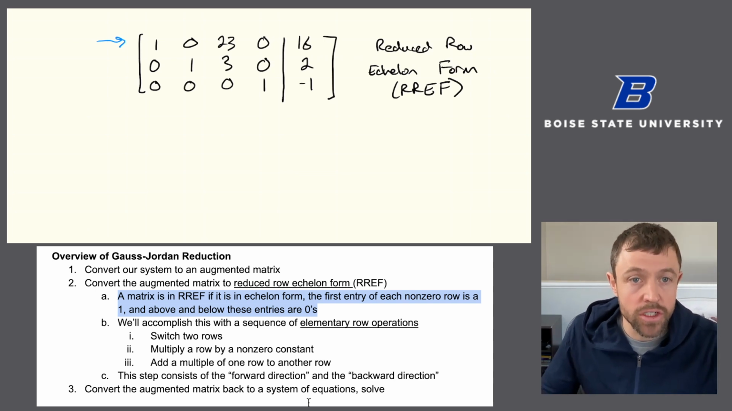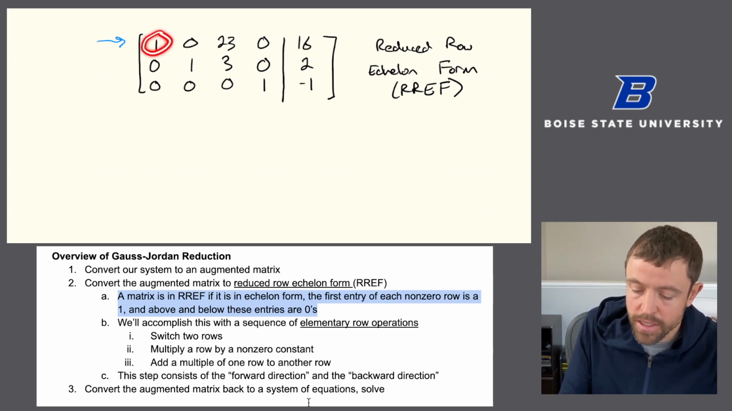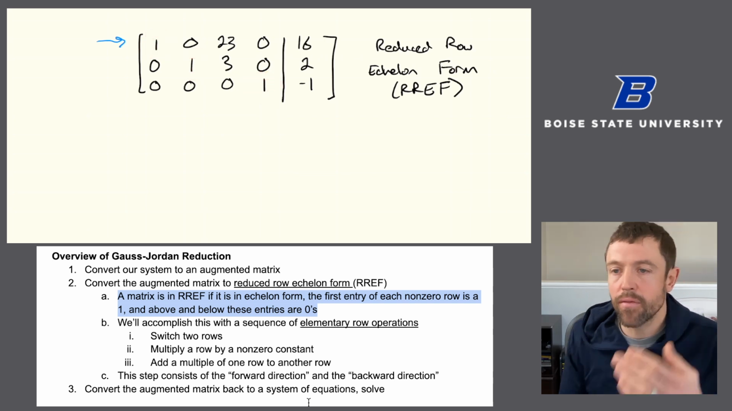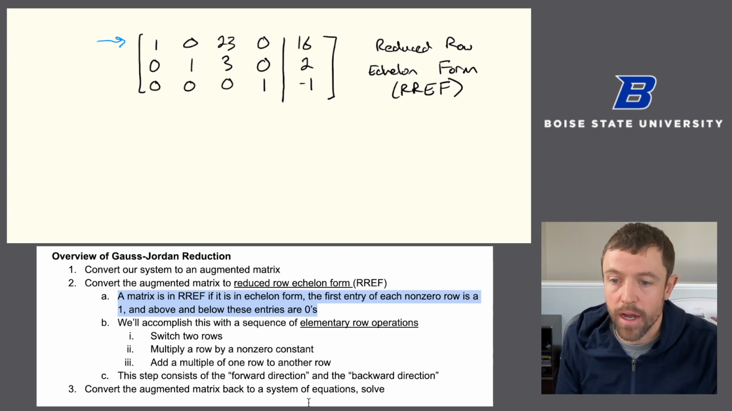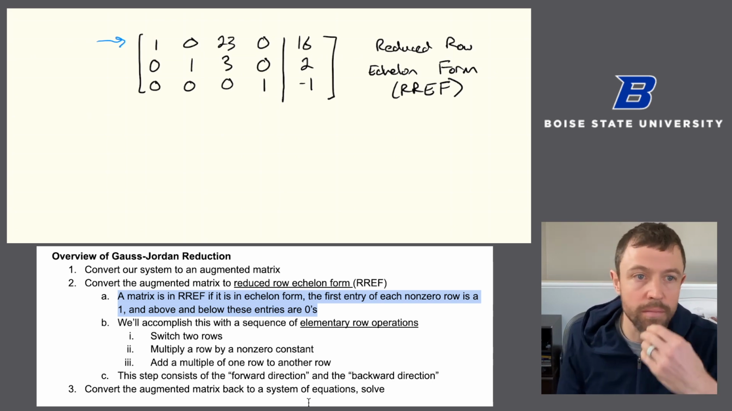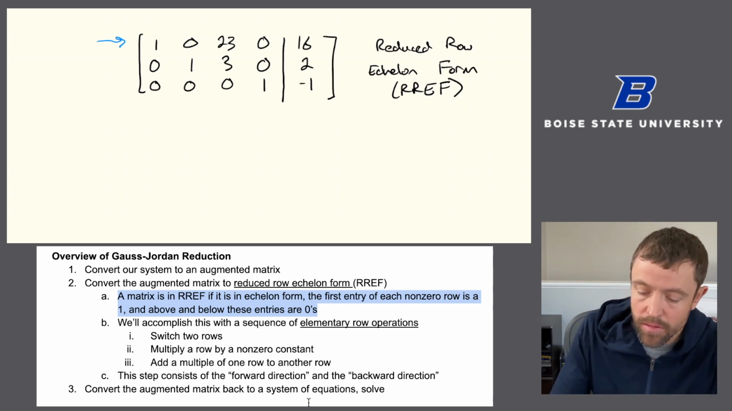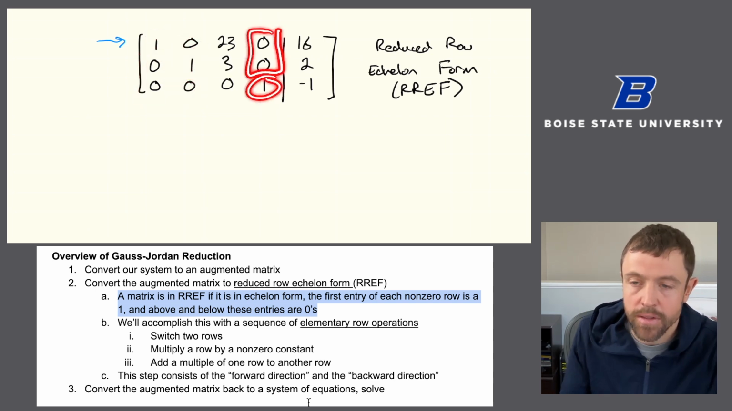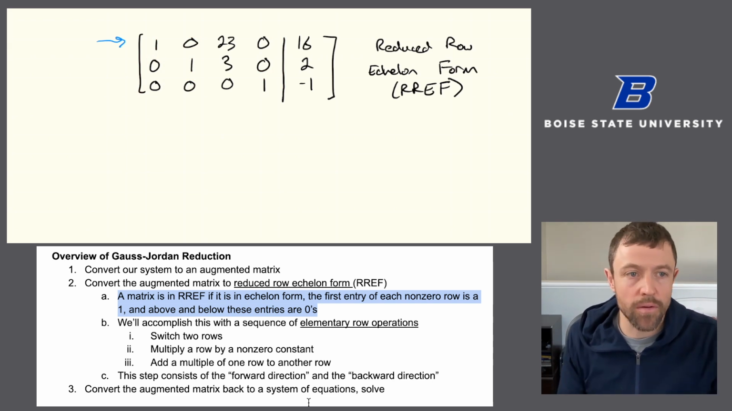The first entry in each non-zero row is a 1. Okay, so all of the rows are non-zero, but the first entry in each row is a 1. And if we had some 0 rows, rows of all zeros, that would be fine as well. They would have to be at the bottom because it's in echelon form. And above and below our pivots are all zeros. So each pivot has only zeros above and below it. That's what makes it reduced row echelon form.